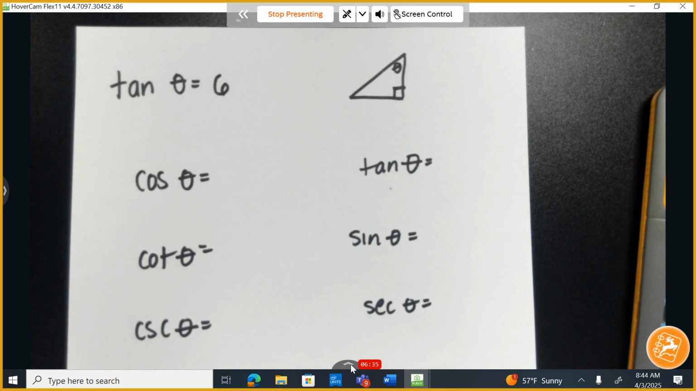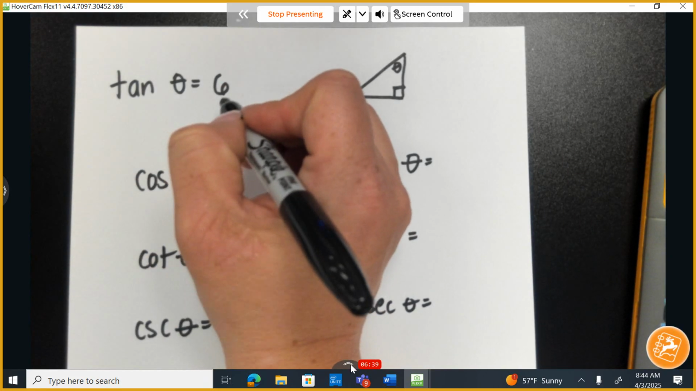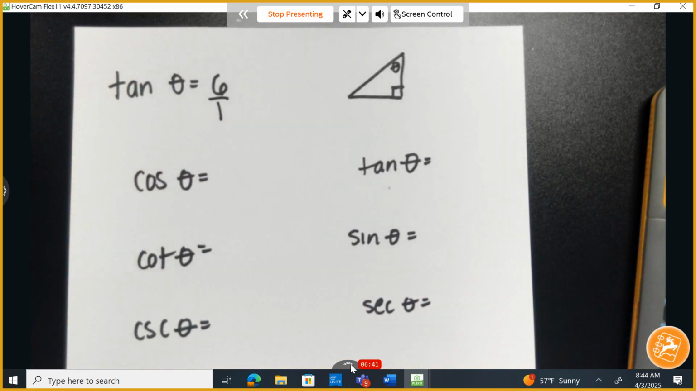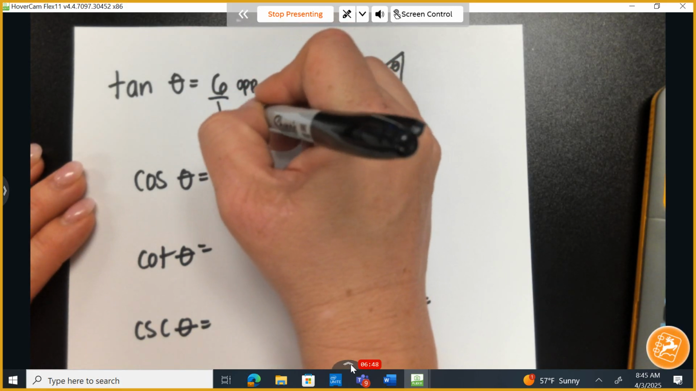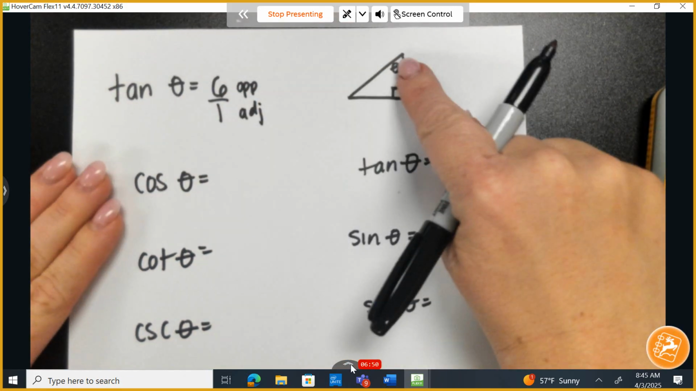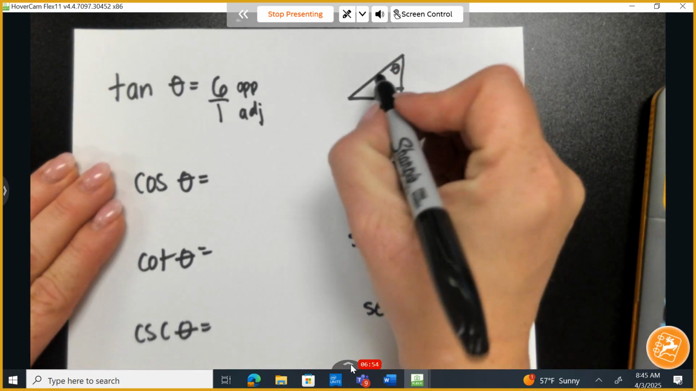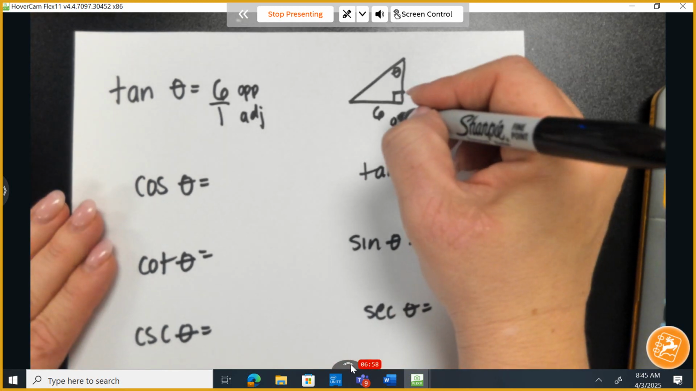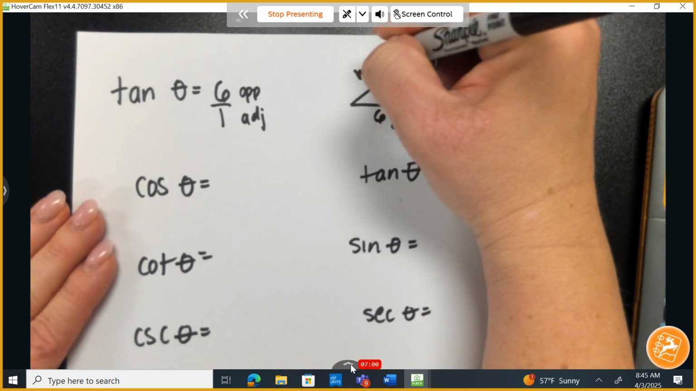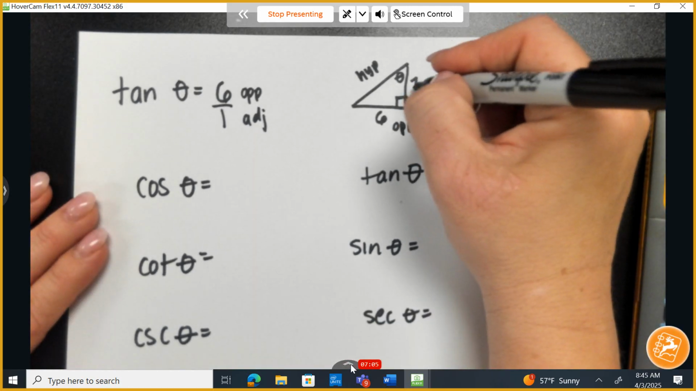Okay, are you ready? So what can we put underneath any single number and it doesn't change the value? A 1. We can always do that. So I know tangent means opposite over adjacent. So I'm going to go up to my angle and ask, what side is opposite? Opposite is right here. This is the length that's opposite, so I can put a 6. This is opposite. I know this is hypotenuse. That means this has to be adjacent. And the adjacent is going to be 1.